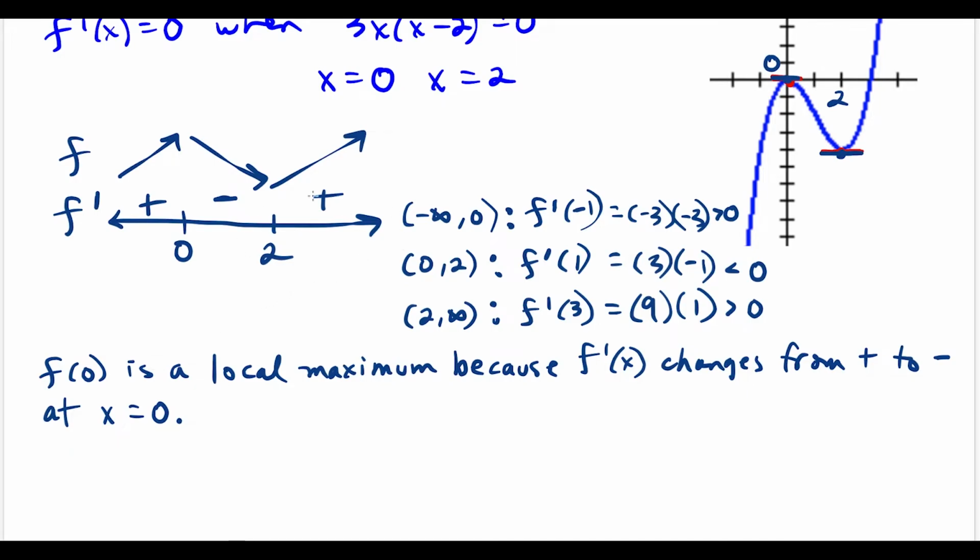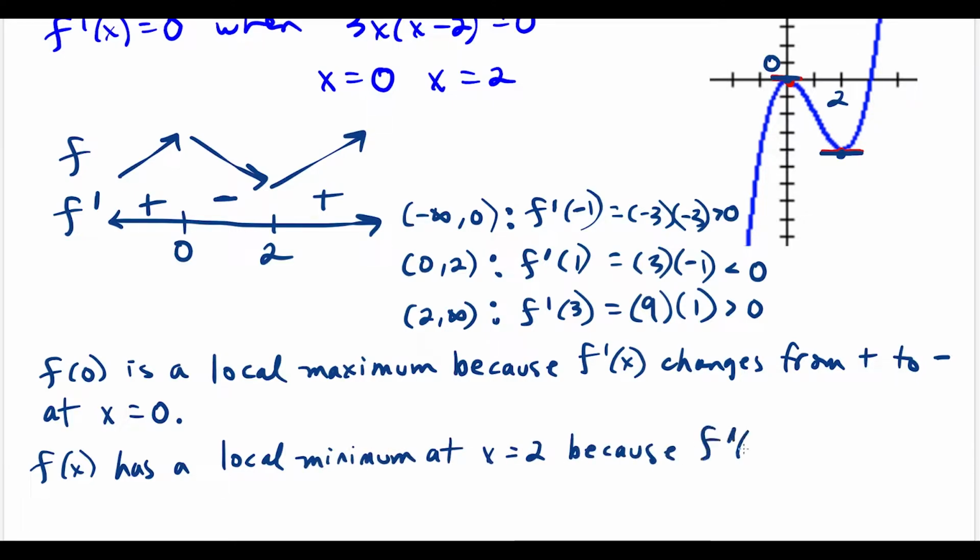Now, if we want to classify the other critical point at x equals 2, notice we have a sign change from negative to positive, and this makes a local minimum. So by the first derivative test here, we have a local minimum at x equals 2. Now, notice these two sentences I wrote slightly different, but these are the two main acceptable ways that you could explain why you have a local maximum or a local minimum.